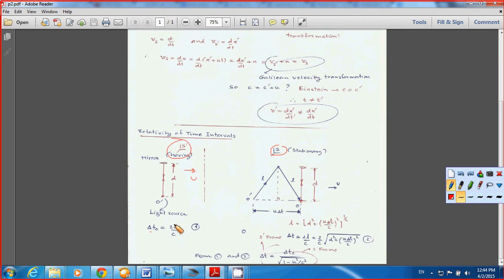So it simply becomes the distance divided by velocity. The distance in this case becomes 2d, and the velocity of the light is c. So delta t0 equals d over c.